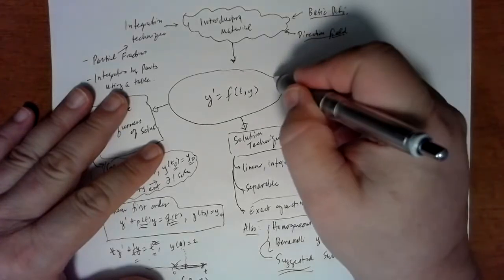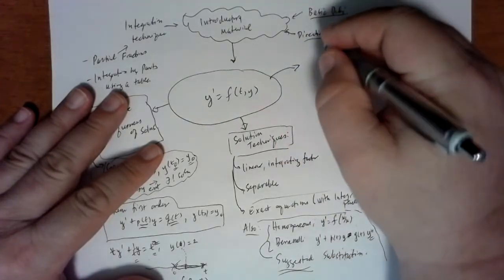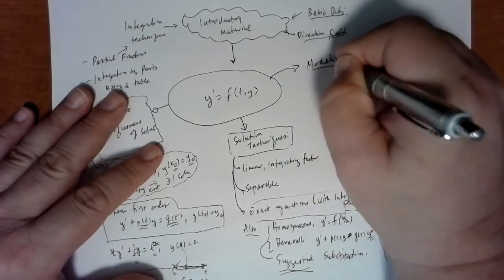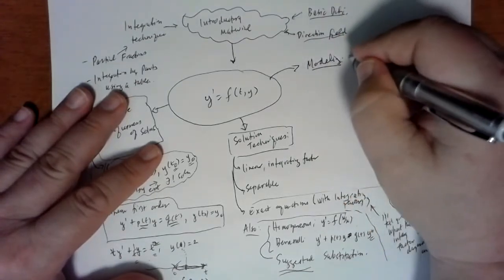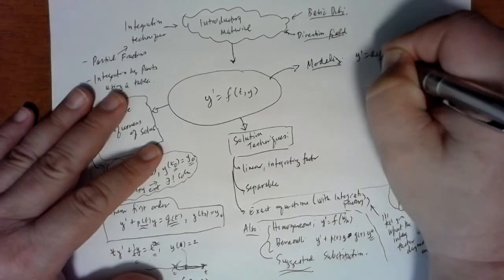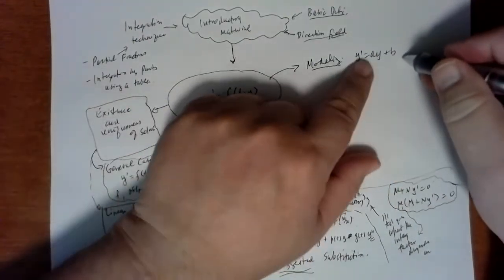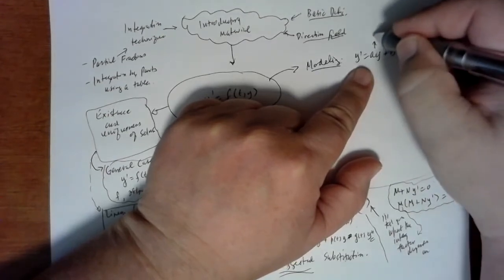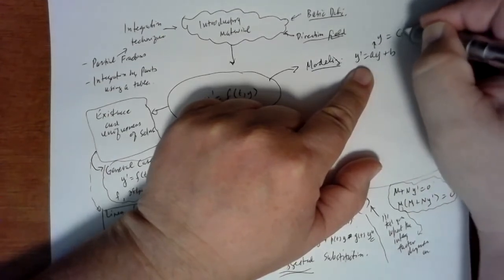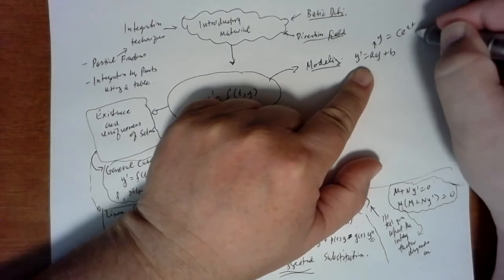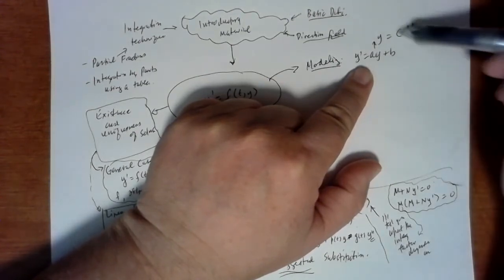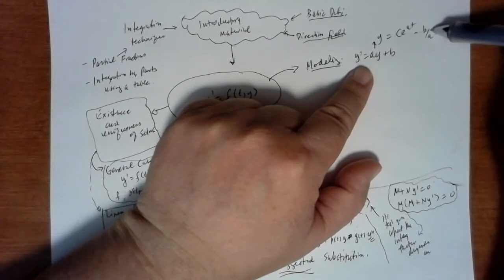What else did we have here? We have modeling. And remember, most of our models are of the form y prime equals ay plus b. And so just as a little shortcut, do you remember how to solve that without too much fuss? y equals ce to the at minus b over a. It's nice to know that just so you can write down the solution without too much thought.